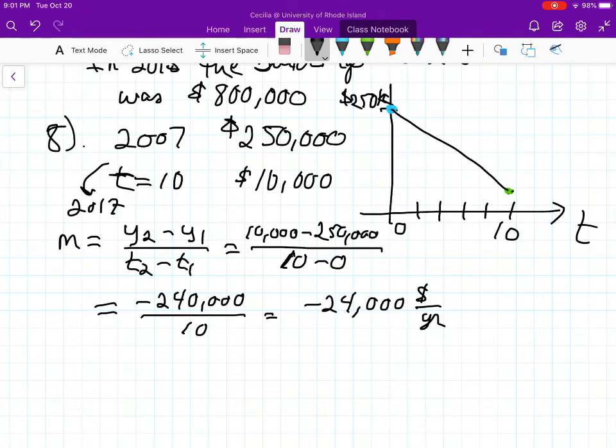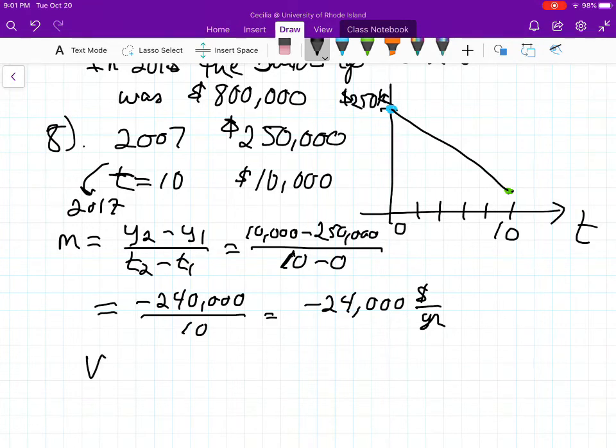Okay, so now we have the slope, and we're going to use the slope to come up with the linear equation, the y equals mx plus b form, right? But now it's got a t instead of an x. So let's start writing that.